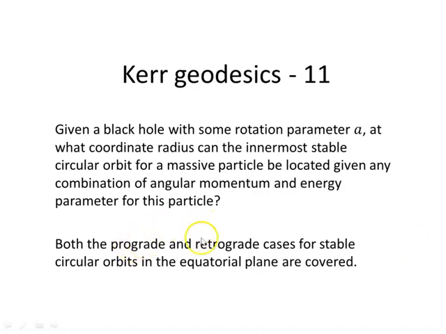Now, this video will also look at the prograde and retrograde cases for stable circular orbits in the equatorial plane. So we're looking for the innermost stable circular orbit. We'll look for an analytical expression that will give us the location of where these orbits are.